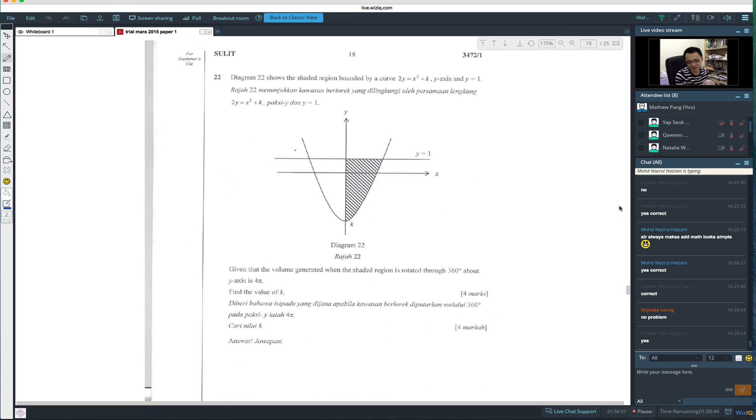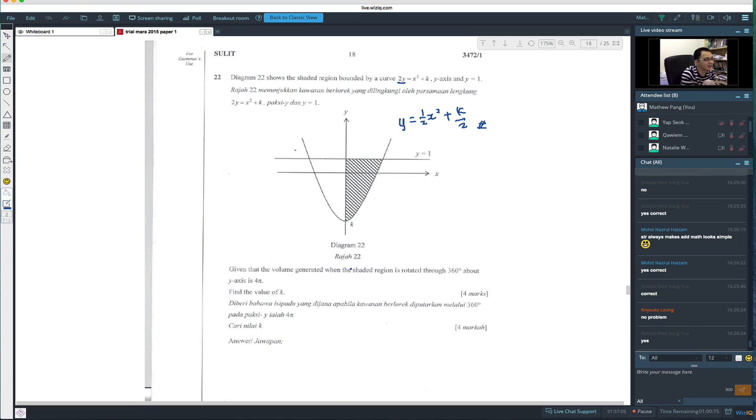This is integration and this is volume. Alright, so the question gives you a curve. The equation of the curve is basically this one. So I do not love to have my curve in terms of 2y, so I may move the 2 to the other side. y equals 1 over 2 x squared plus k over 2. Okay, I always make y the subject because later maybe I need to integrate or something like this.